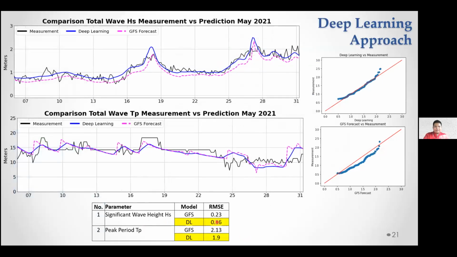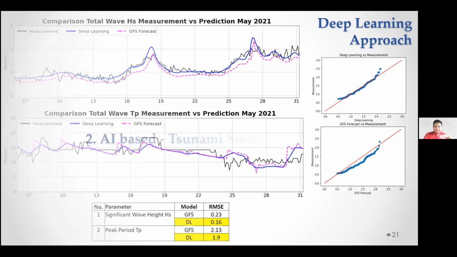How accurate is that? So we compare it with the GFS from the US. The result is the following here. With deep learning, we quite significantly improve the accuracy of the predictions of the significant wave height, and then the peak period here. Qualitatively you can see it in these figures. Therefore, we can sell this prediction to our users.